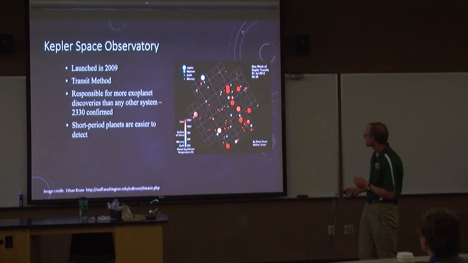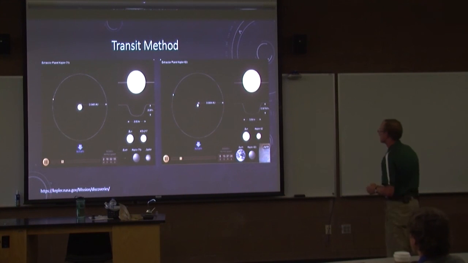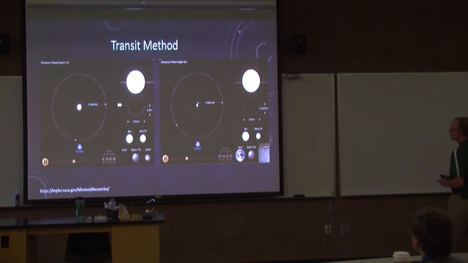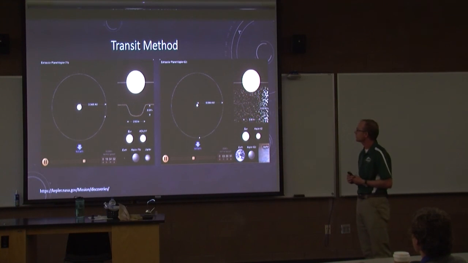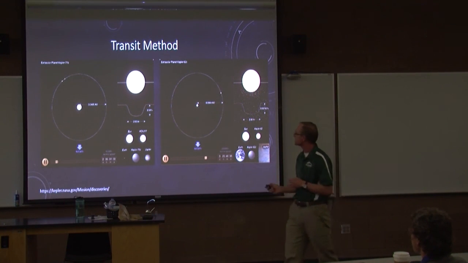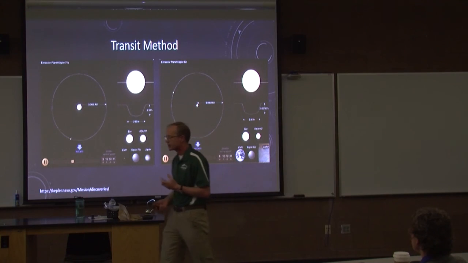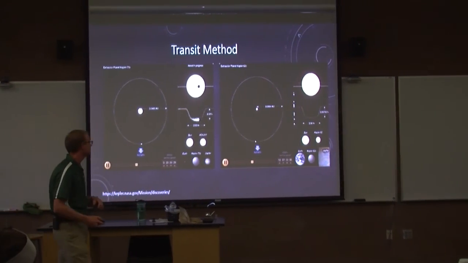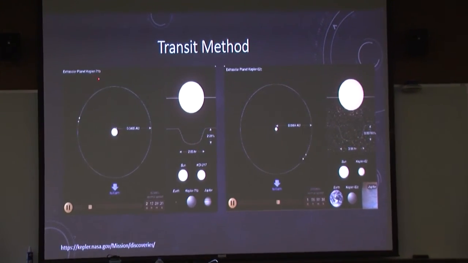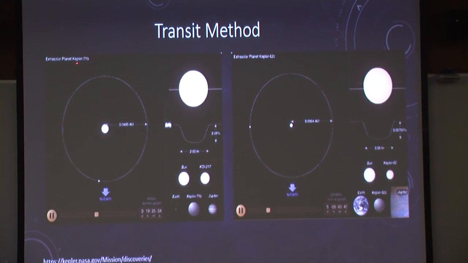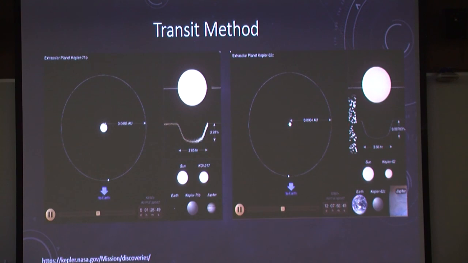Okay, so, get these two simulations going here. What I have here, you can get from one of the NASA websites. It is a simulation demonstrating what the Kepler Space Telescope monitors and how they detect planets. I have an example of planet Kepler 71b and Kepler 62c.